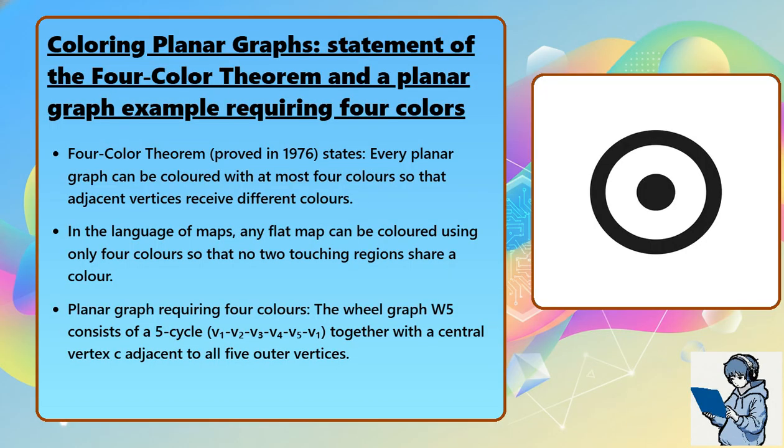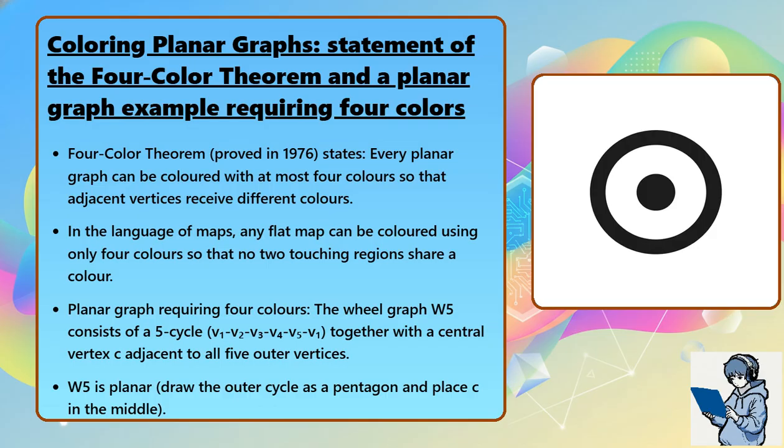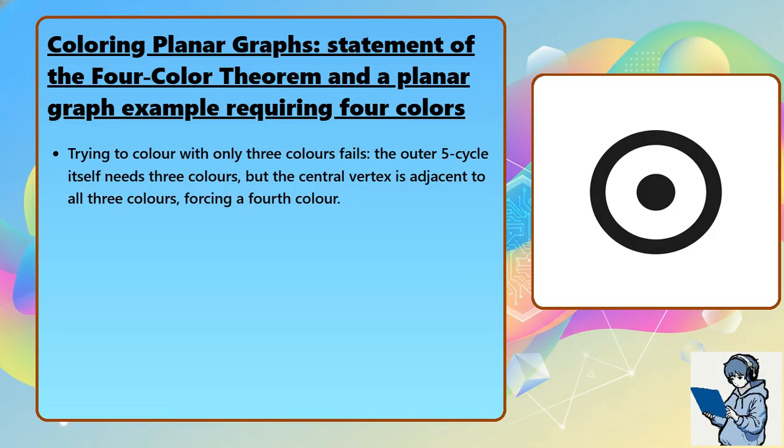The wheel graph W5 consists of a 5-cycle V1, V2, V3, V4, V5, V1 together with a central vertex C adjacent to all 5 outer vertices. W5 is planar. Draw the outer cycle as a pentagon and place C in the middle. Trying to color with only 3 colors fails. The outer 5-cycle itself needs 3 colors, but the central vertex is adjacent to all 3 colors, forcing a 4th color. Hence chi of W5 equals 4, showing the bound of 4 is tight.